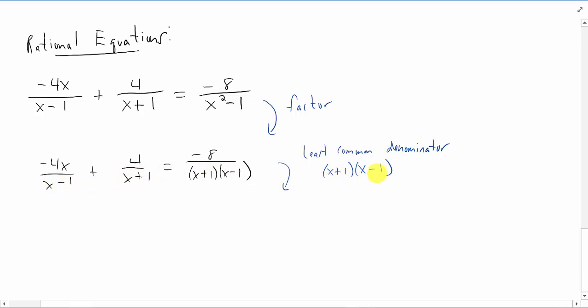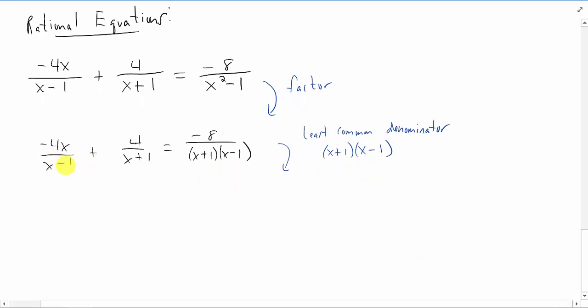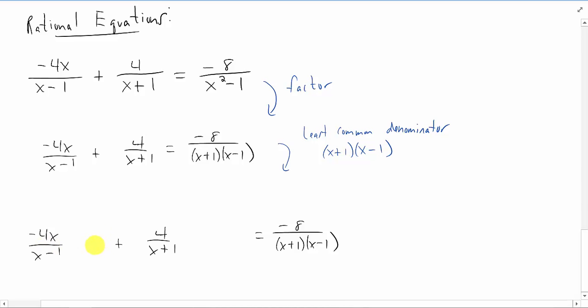times x minus 1. Now the whole point of finding this is we're actually going to take this term and we're going to multiply every single term over here by that, and that's going to clear all of our fractions. I'll show you how. I'm going to copy this down, except I'm going to leave a whole lot of space in here because I'm going to multiply every single term by this least common denominator here.